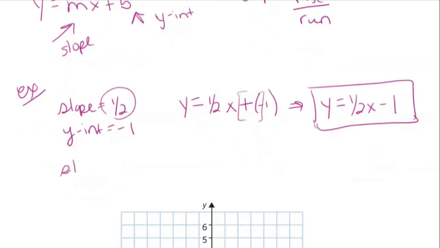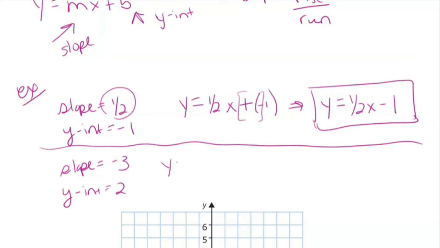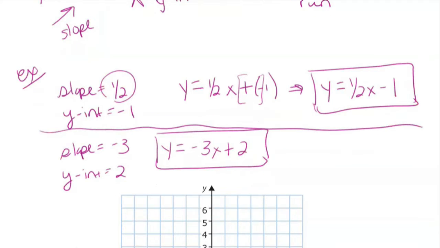Let me squeeze in one more here. What if we had the slope equal to -3 and the y-intercept is equal to 2? Again, we would need y equals the slope, which is m, so -3, x, and then plus the y-intercept there at the end. So when you're given the slope and the y-intercept, it's pretty simple. Just make sure you're putting them in the right spaces. So the slope, of course, has to replace the m, and the y-intercept needs to replace the b.